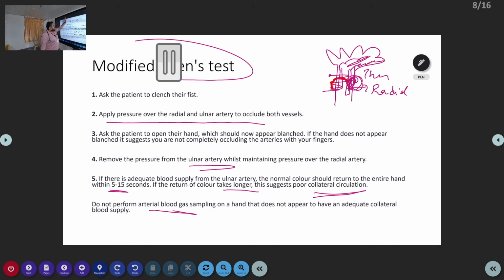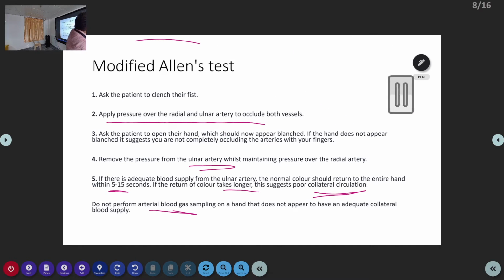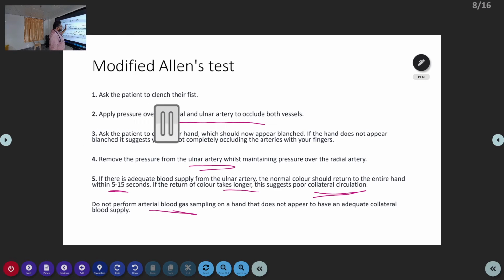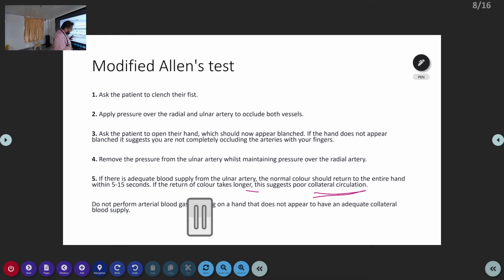Now, there is something called a modified Allen's test. Modified Allen's test is one important procedure. It is a very important procedure, but it's a very easy procedure. What we are going to see here, suppose you see my hand here. So, this is my hand. I have the radial artery here, ulnar artery here. Radial artery is supplying the whole hand, ulnar artery is also supplying the whole hand. We are going to puncture the radial artery.